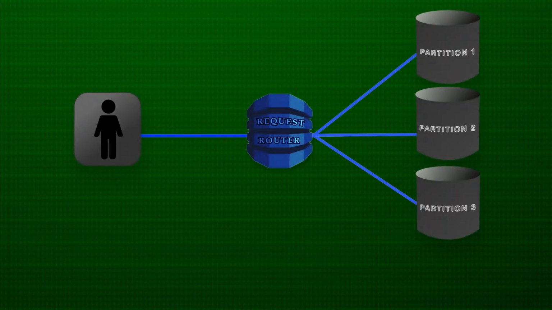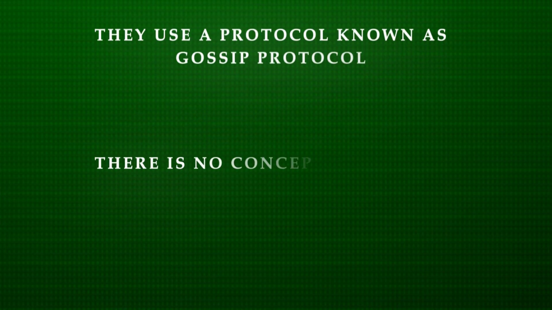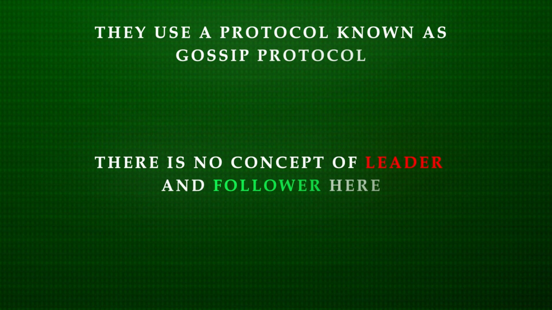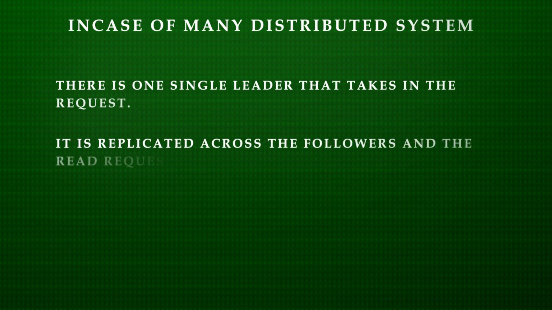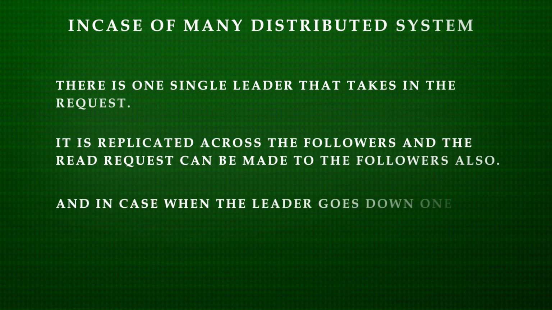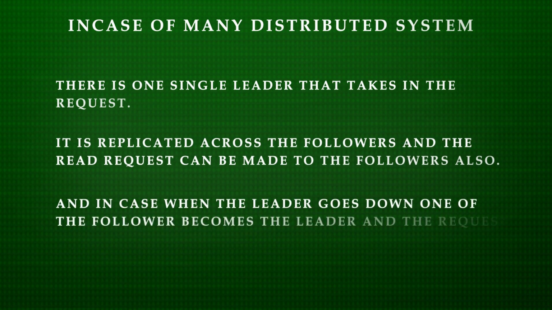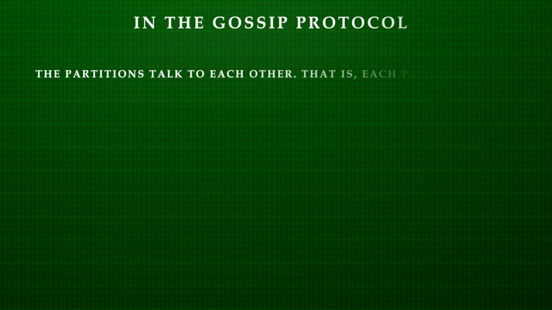Now, how do these partitions communicate with each other? Well, they use a protocol known as gossip protocol. That is, there is no concept of leader and follower here. As in many distributed systems, there is one single leader that takes in the request and then it is replicated across the followers, and read requests can be made to the followers also. And when the leader goes down, one of the followers becomes the leader and the request is routed to that leader. But in the gossip protocol, the partitions talk with each other.